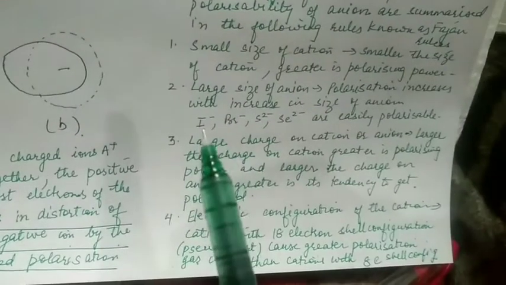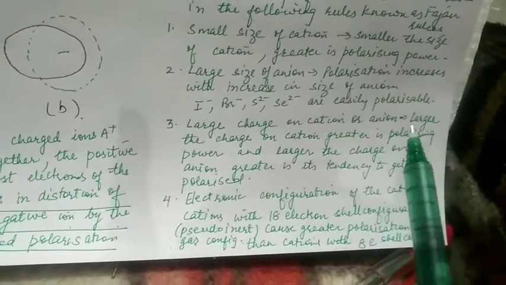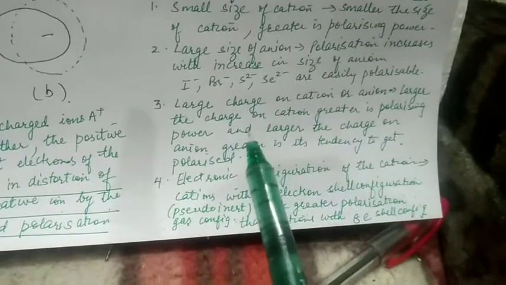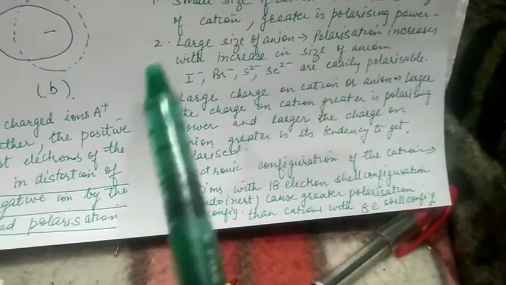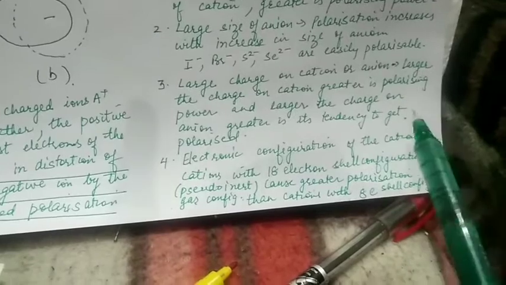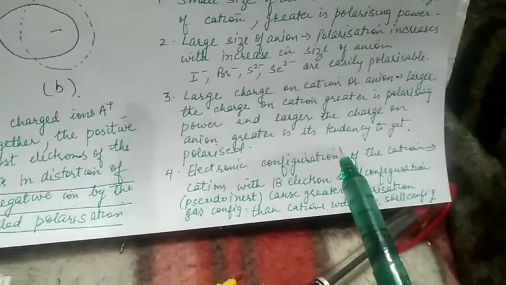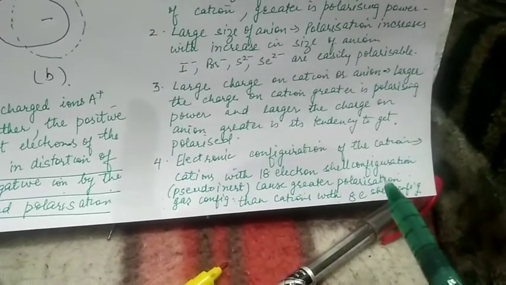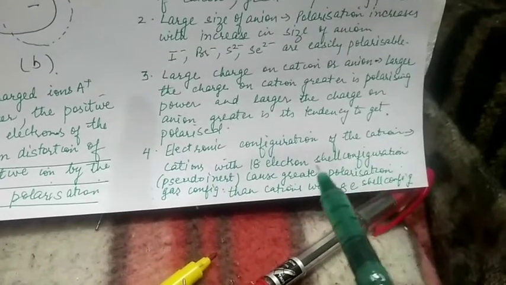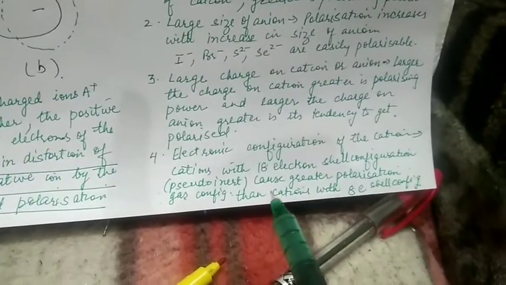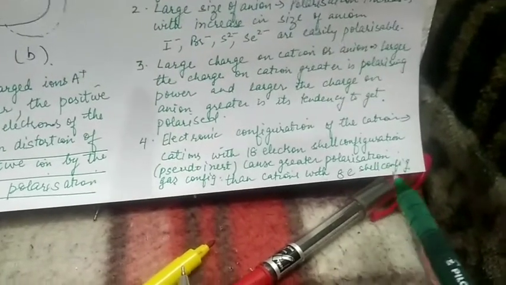Third rule is large charge on cation or anion. Larger the charge on cation, greater is polarizing power. It will polarize more if the charge is more on it. Larger the charge on anion, greater is its tendency to get polarized. More is the charge on anion, more it will be polarized. Electronic configuration of cations. It is seen that cations with 18 electron shell configuration, which is called pseudo inert gas configuration, will cause greater polarization than cations with 8 electron shell configuration.